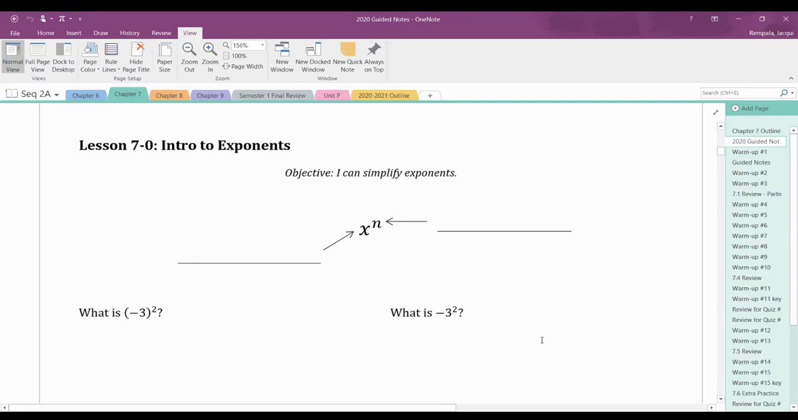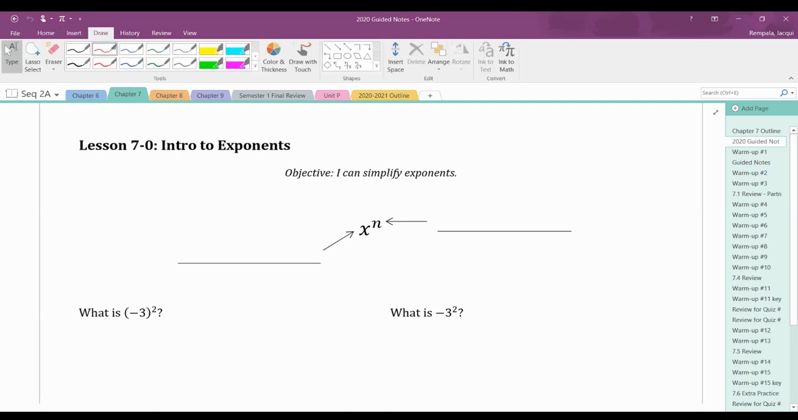Today we're going to look at section 7.0, which is an introduction to exponents. So today we are going to simplify exponents. Well, let's talk about what exponents are. If you can see, we have this x raised to the nth power. All right, so that's how I would read that.